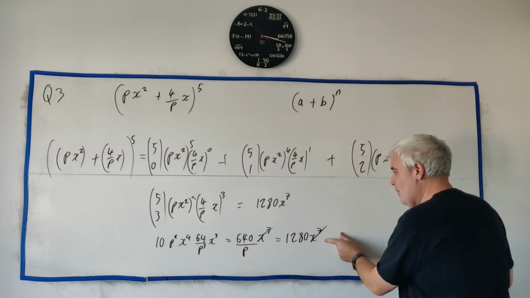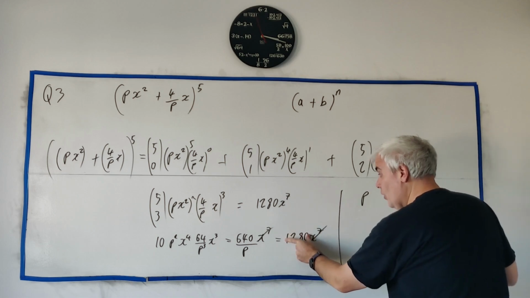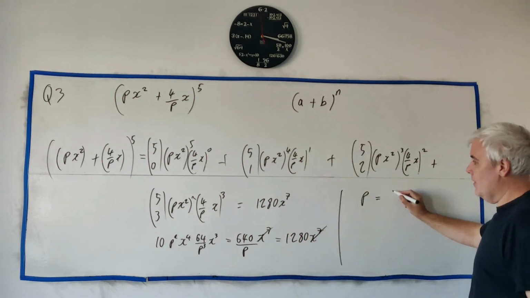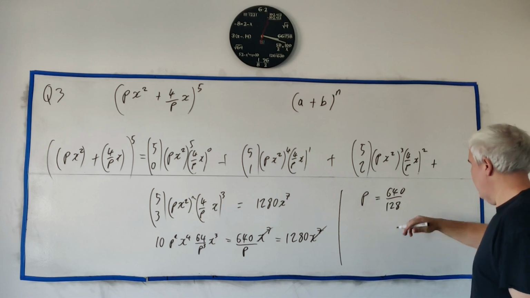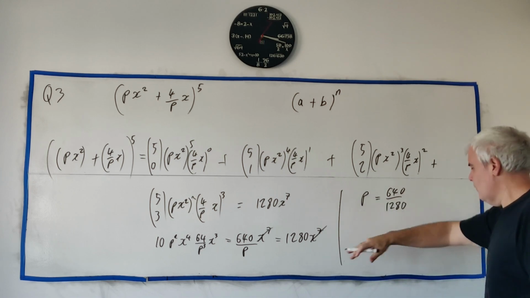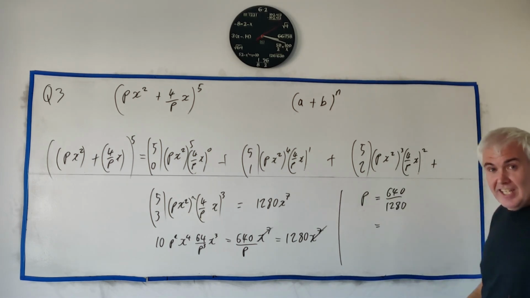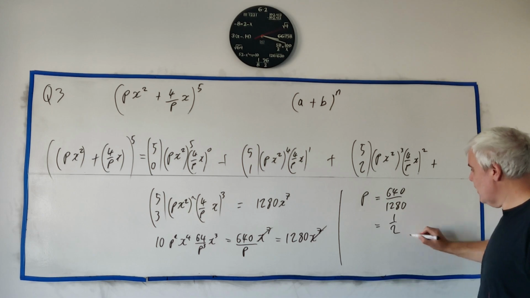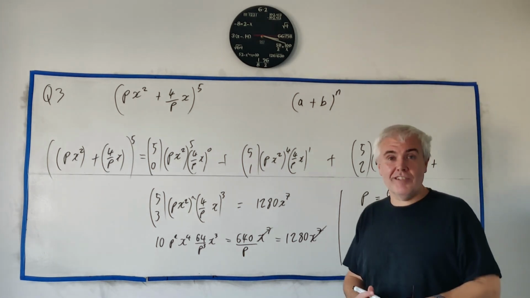Rearrange this, multiply p by both sides to get the p on top. Divide by 1280 on both sides. We get p is 640 divided by 1280. I might have said the wrong number there a moment ago. This divides in very evenly, I should say. P is equal to a half. That's the answer to this question.